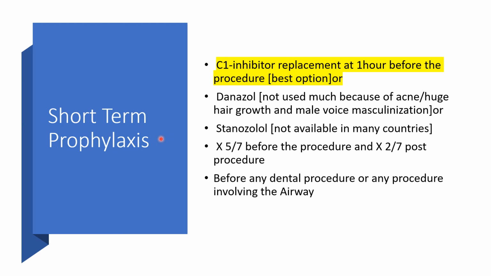Okay, short-term prophylaxis. We want to help these people, right? We don't want them to come down with an acute attack and die. Okay, the best thing to do is to give them C1 inhibitor replacement. And you can give that an hour before the procedure of the head and neck region, that is dental procedure or any procedure involving the airway. If you don't have the C1 inhibitor purified preparation, then you can give danazol.